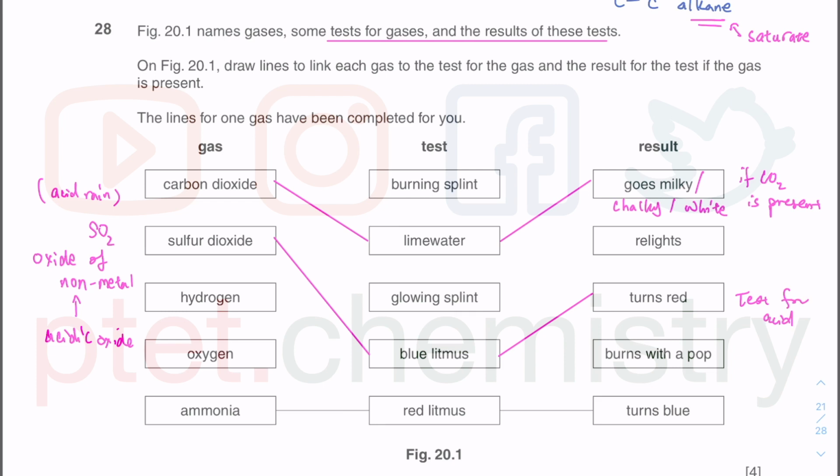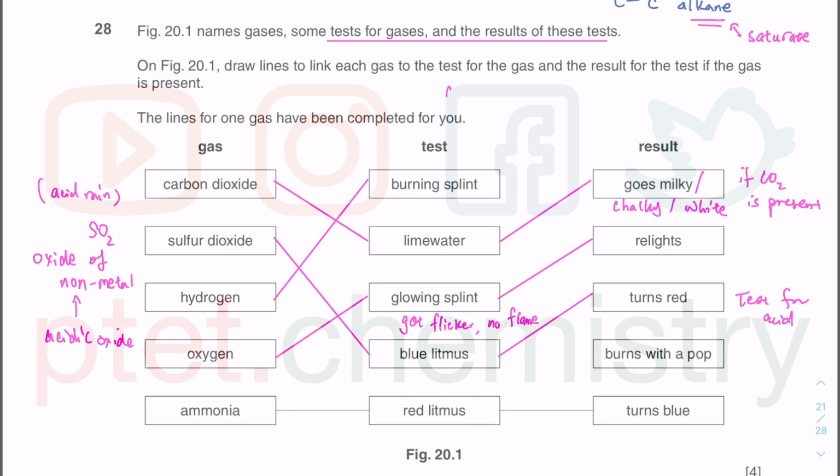Now hydrogen. Burning means it still has the fire. Glowing means no more fire, but it's got the flicker. The flicker means there is no flame. Meaning to say you don't have the fire going, but you still have a little bit of flicker that will relight in the presence of oxygen. So oxygen uses a glowing splint, and the glowing splint will relight. Okay, and hydrogen uses a burning splint, so the fire is still going on.